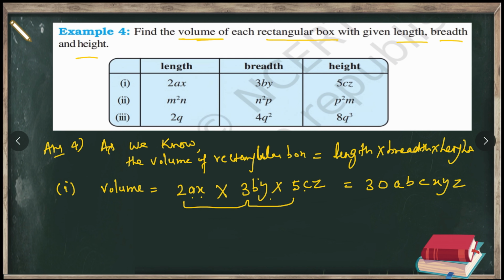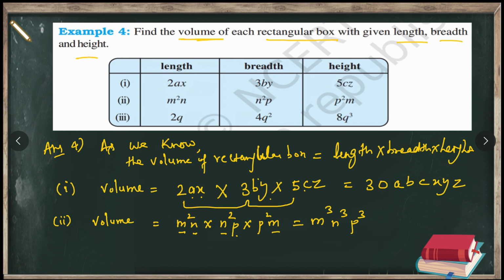Next one is the volume for the next, we have m square n into n square p into p square m. We have m square here and m here, this will give us m cube. The n here and n square will result into n cube, and the p here and p square will result into p cube. So the answer for this one is m cube n cube p cube.